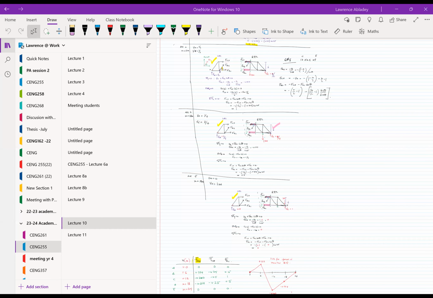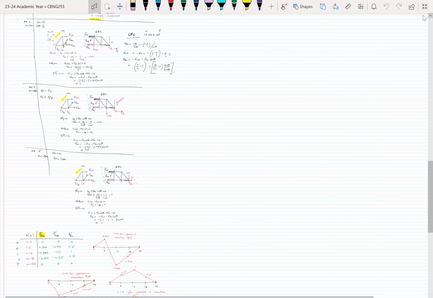Computer. Okay. Recording in progress. I'm hearing myself.